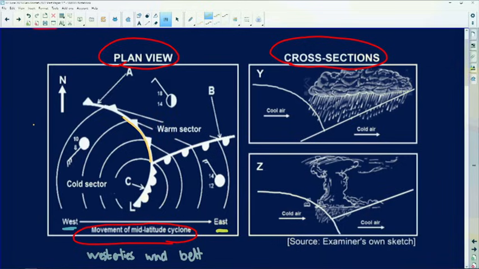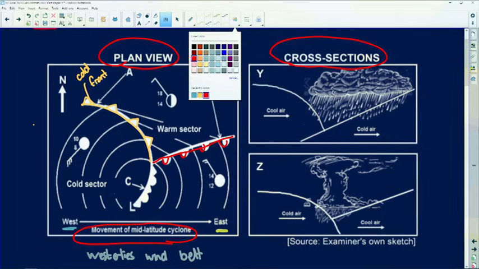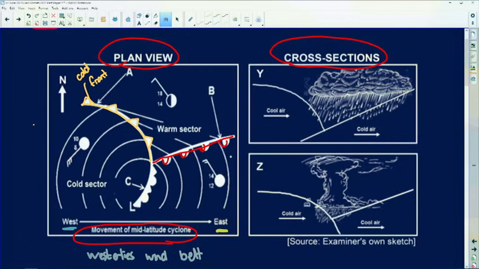So as we can see over here, we have our cold front. And over here we have our warm front. And one thing immediately, the cold front has caught up with the warm front. What I see in these 2 diagrams from the plan view is that the cold front has already caught up with the warm front, as you can see over here. And that is known as the occluded stage.